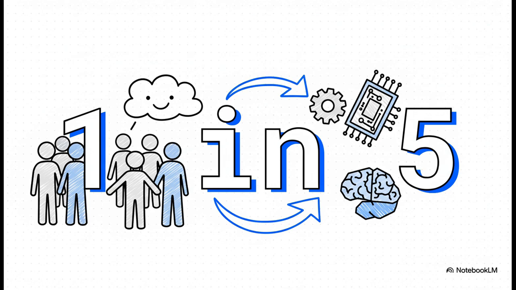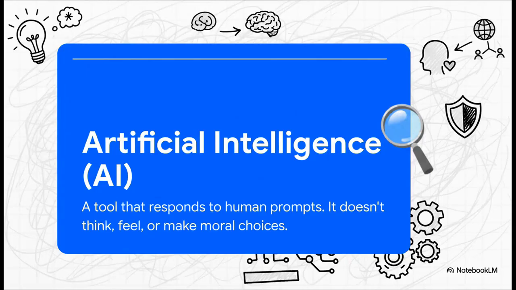So what even is AI? Well, let's just break it down. At its core, it's just a tool that responds to things we ask it to do. It doesn't think, it doesn't have feelings, and it definitely doesn't make moral choices. The real power isn't in the technology itself. It's in the human skills guiding it. Things like critical thinking, creativity, and good judgment.